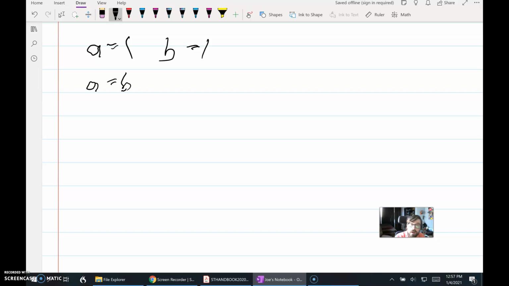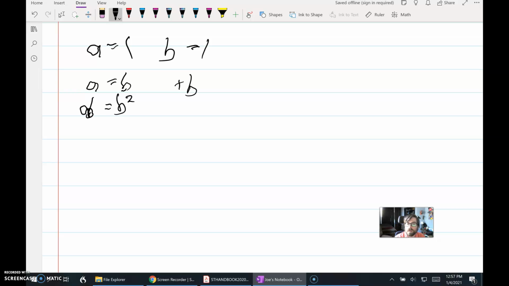All right, so now from this line, we're just going to multiply both sides by B. Multiply by B. That's a multiply, not an add. All right, so we get AB is equal to B squared.